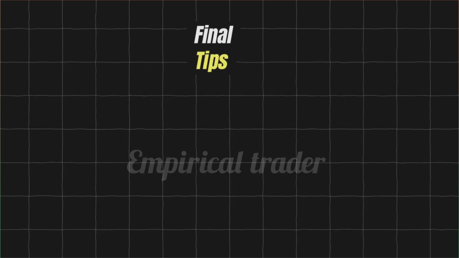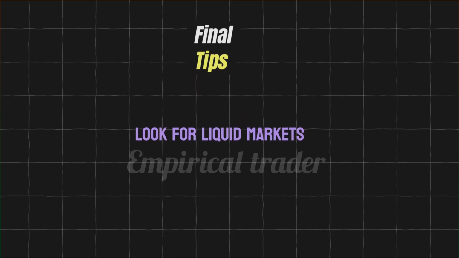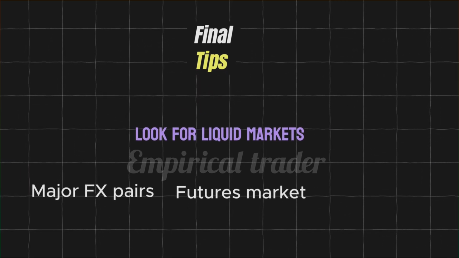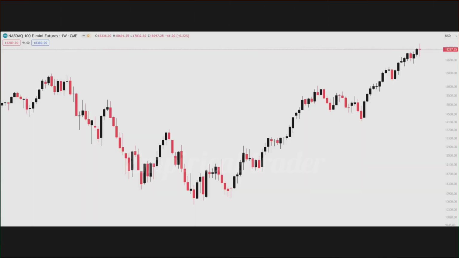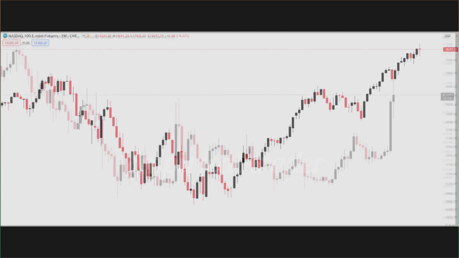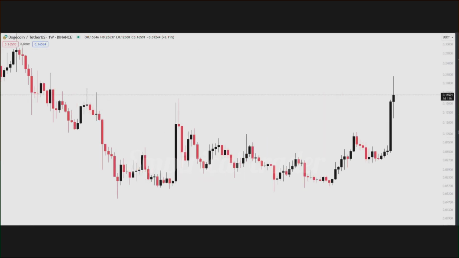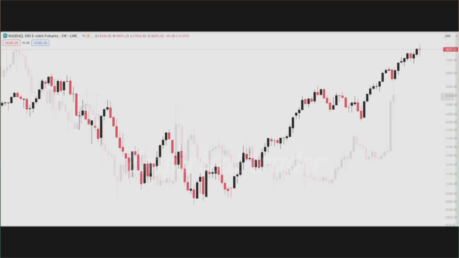As final tips, we suggest you look for liquid markets such as the major forex pairs or the futures market. The more liquid a market is, the more it moves in trend. For example, let's look at the weekly NQ chart and compare it to random crypto altcoins. Notice that it's much easier to identify the trend on a more liquid market. Better liquidity will also reduce the cost of spread and enter the price right where you place the order without additional slippage.